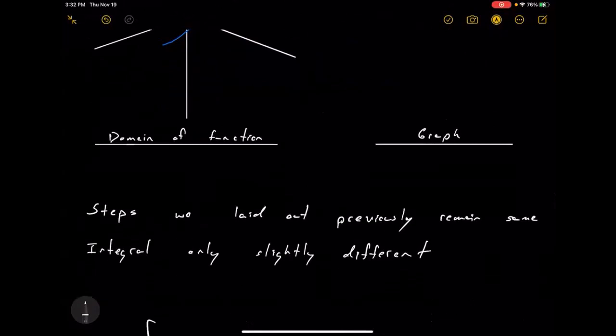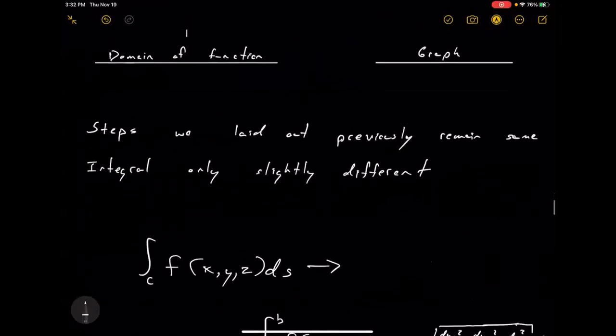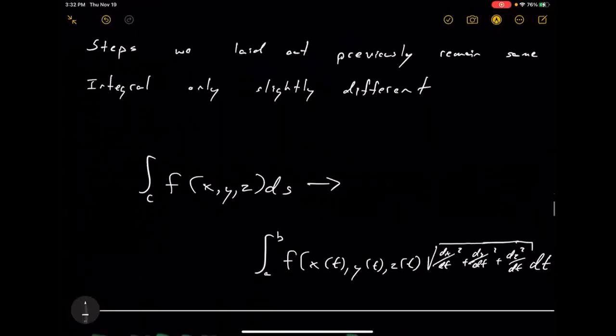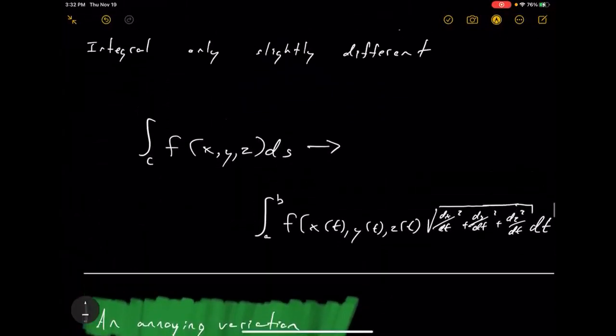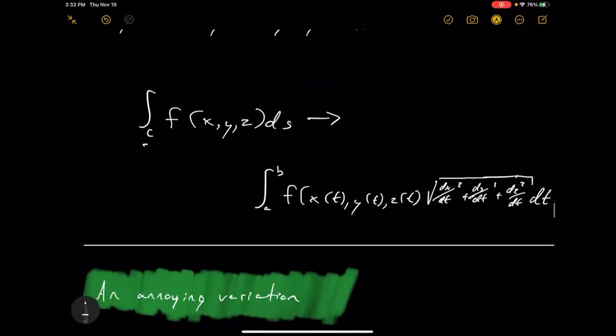The short story is all the previous steps we laid out work in this higher dimensional case as well. We just add terms for the z component. So what are we doing? We have a function of 3 variables, and again, we're trying to integrate it along some curve C. But now this curve C is in 3-dimensional space. Well, we do the exact same steps.